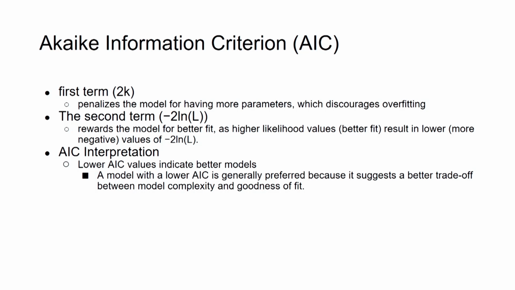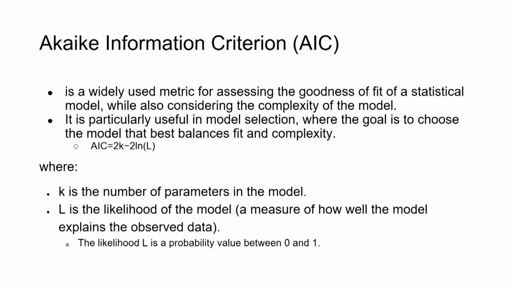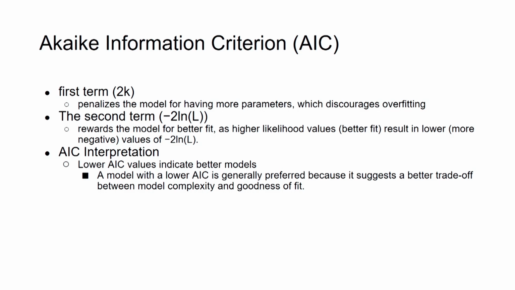How can we now interpret AIC? Lower AIC values indicate better models, because a lower AIC means your first term is low and the second term is high, and since there is a minus sign between these two, the total AIC value will be low. So, a model with a lower AIC is generally preferred, because it suggests a better trade-off between model complexity and goodness of fit.